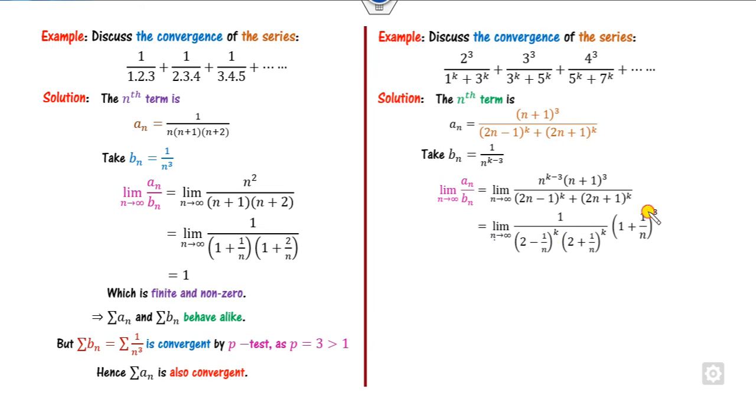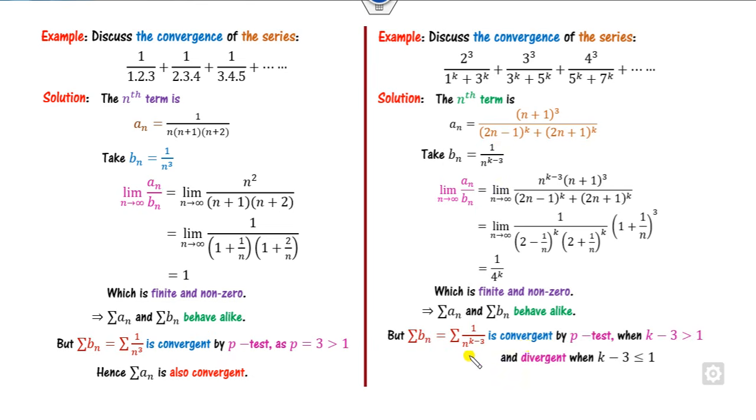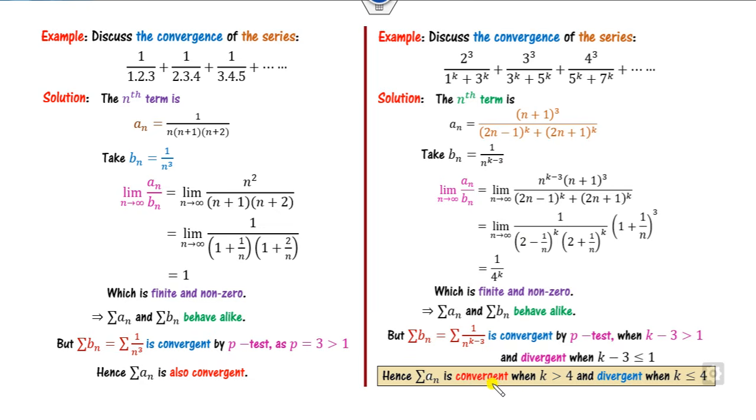Take n approaches infinity, this goes to 0, this goes to 0, this goes to 0. So it is 2 raised to power k, 2 raised to power k of 1, that is 1 upon 4 raised to power k. So what is the nature of this? It will be convergent when k minus 3 is greater than 1, and k minus 3 less than or equal to 1 is divergent. So therefore the series is convergent when k is greater than 4 and divergent when k is less than or equal to 4.